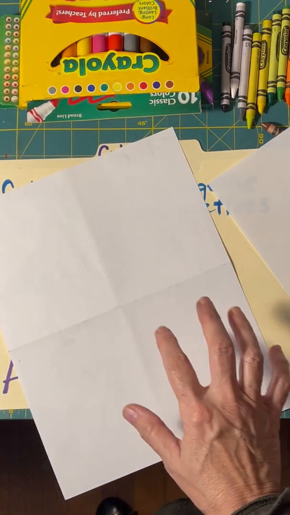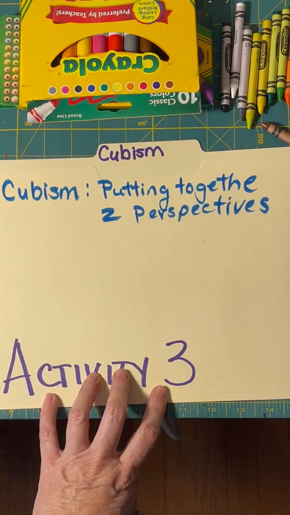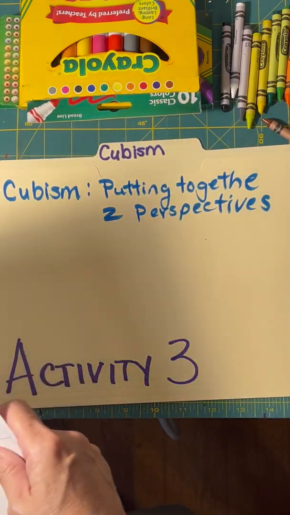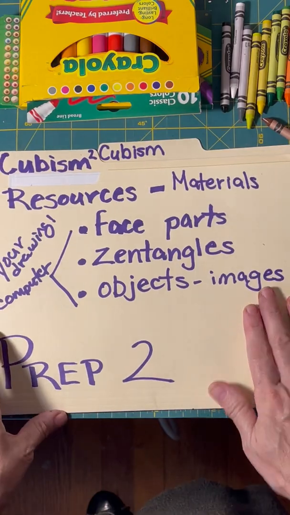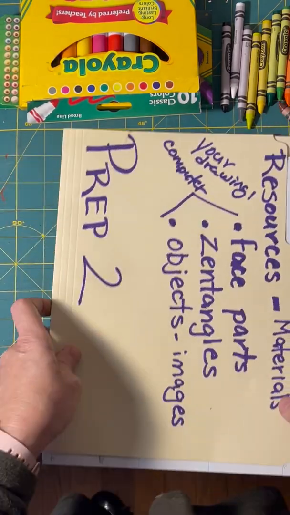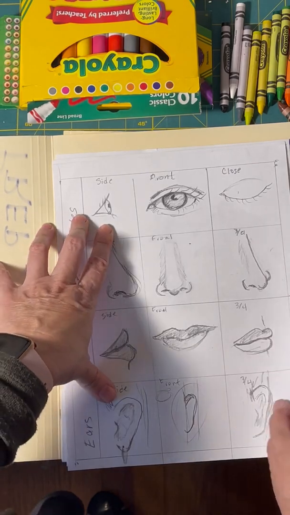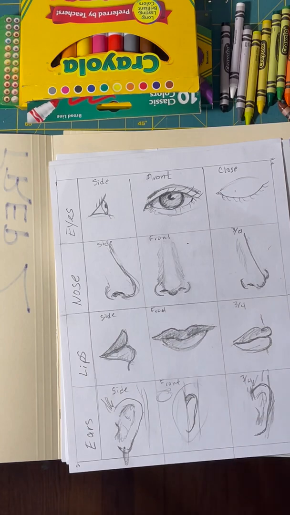The way we're going to start off this activity, which is our third activity, is to go back into our resources. Remember, I think we've used them every single time. We're going to come back to our resources here, and look at what we've got with the side, the frontal, and the three-quarter view. And you're going to make decisions based on this.